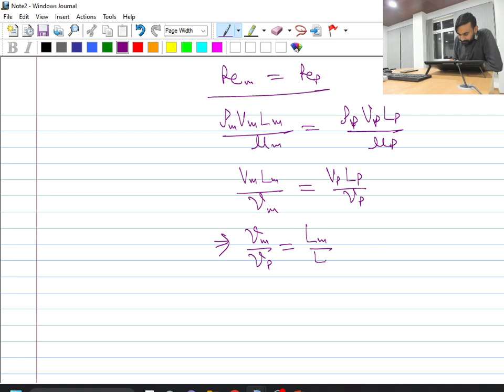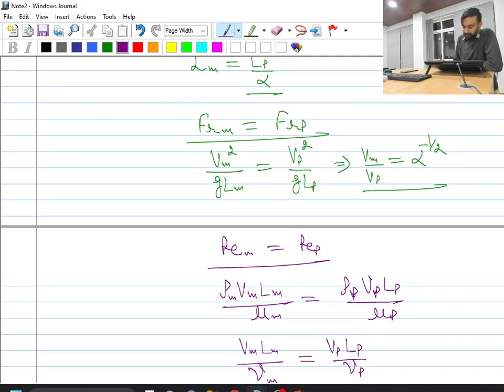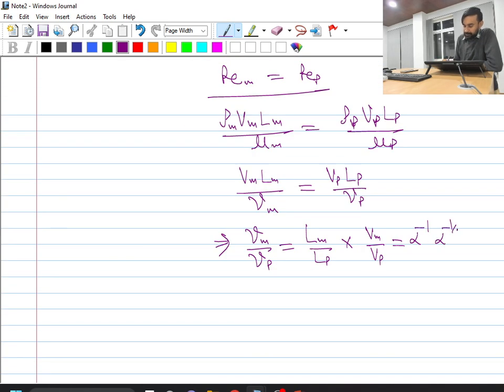Lm by Lp times Vm by Vp, correct? What is Lm by Lp? Alpha power minus 1. And what is Vm by Vp? Alpha power minus 1 by 2. So it means that the viscosity of the model, whatever fluid we are using with the model, its viscosity should be 1 by alpha to the power 3 by 2. Is this one clear?